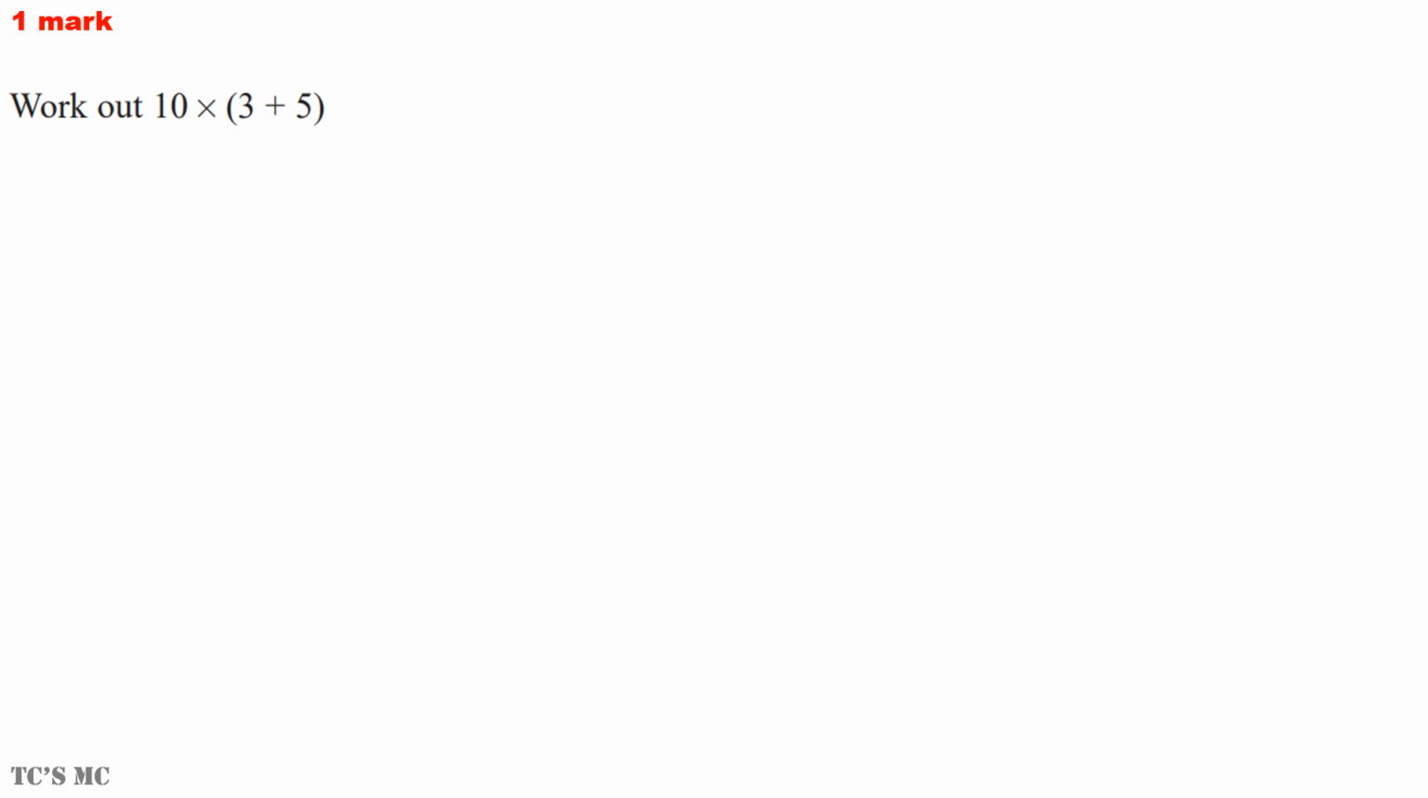Work out 10 multiplied by 3 add 5. So it's about order of operations. We need to work out the brackets first. 3 add 5 is 8. Notice I've written the 10 first because it's appeared first and then multiplied by 8. I know in this specific question it doesn't matter, but it could matter in a question that you get in your exam. So 10 multiplied by 8 is 80, and again, just writing 80 is perfectly fine.